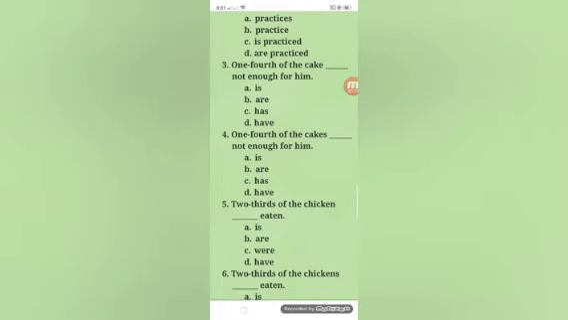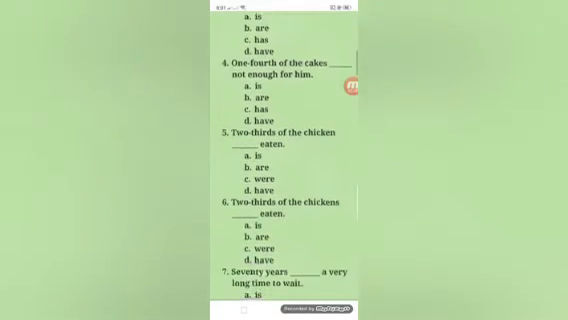Now, when it comes to number 4, 1/4 of the cakes. So there are maybe like 10 cakes, and then 1/4 of it is not enough for him. So there are a lot of cakes, and 1/4 of the number of cakes are not enough for him. So it takes a plural verb. Here, number 3, 1/4 of the cake is not enough for him, and number 4, 1/4 of the cakes are not enough for him. So there you go.